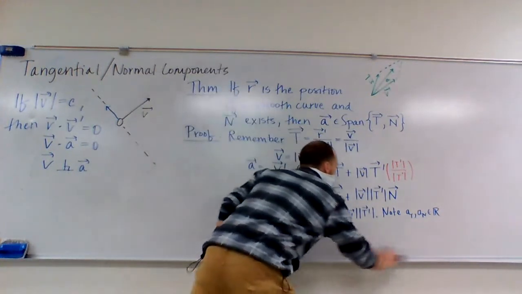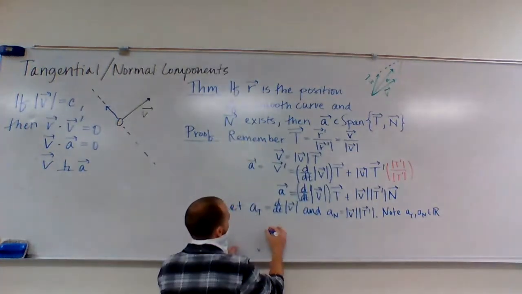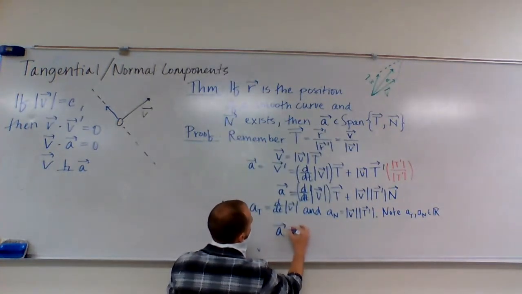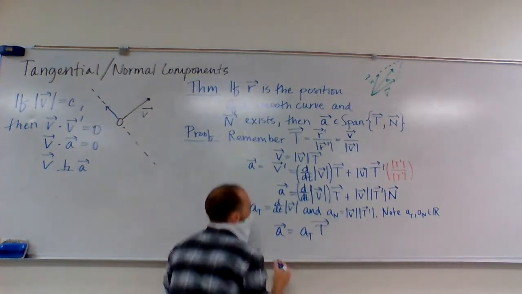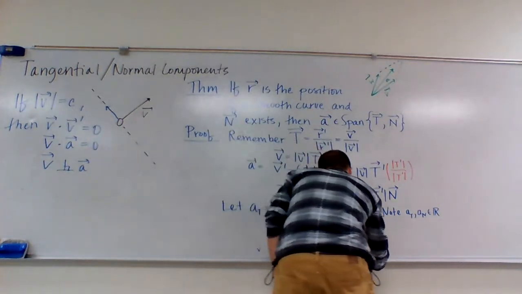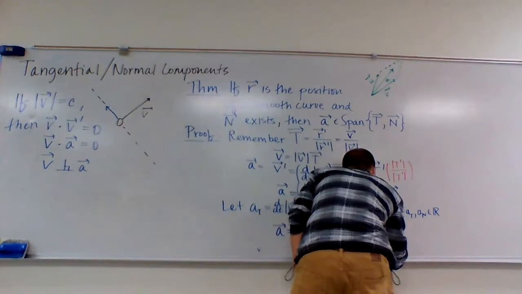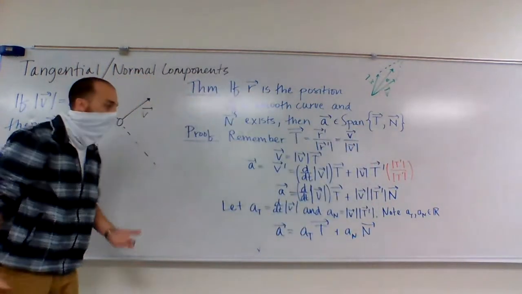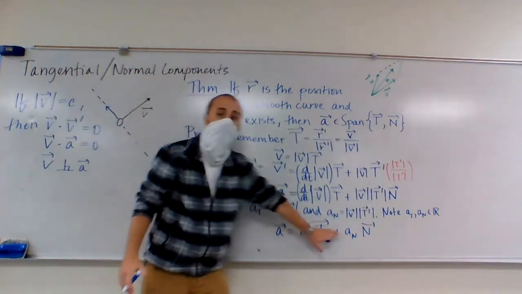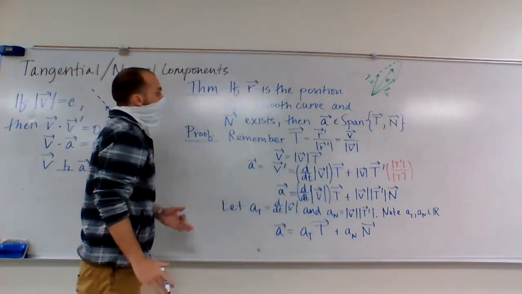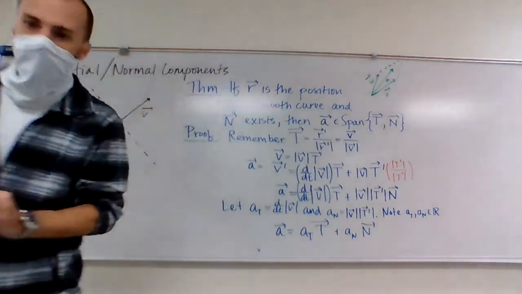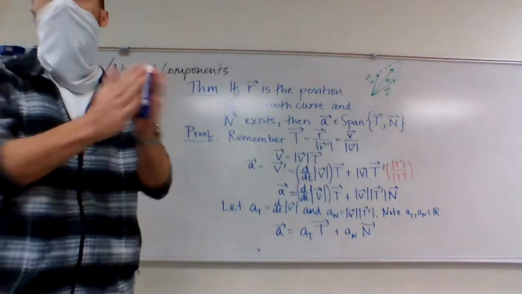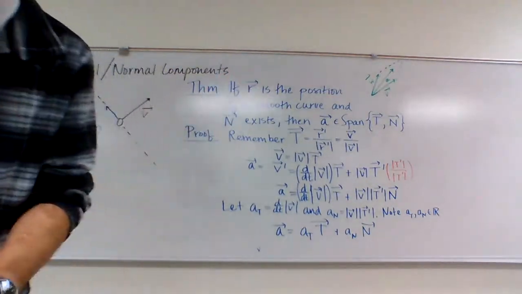So therefore, I can say that A is equal to AT multiplied by the unit tangent plus AN multiplied by the unit normal, which is to say that A is a linear combination of T and N, which is what I set out to show in the first place, that A is in the span of T and N. So it's just in the plane that's generated by those two vectors.